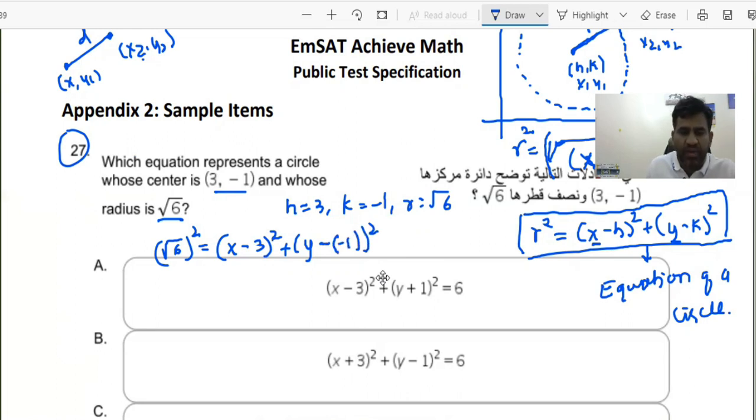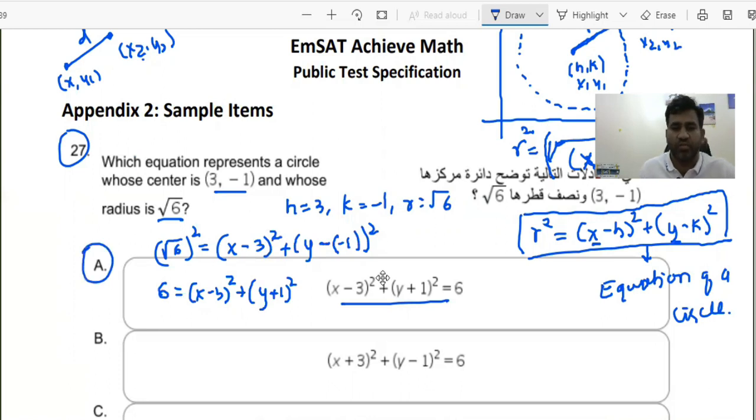So this can further be square root of 6, and it's a square, it just gives you 6, is equal to x minus 3 square plus y minus of minus 1, which is going to be plus 1 square. So that is the answer. 6 is equal to x minus 3 square plus y plus 1 square, or this is equal to 6. So which is representing option A. A is the right answer to this question.